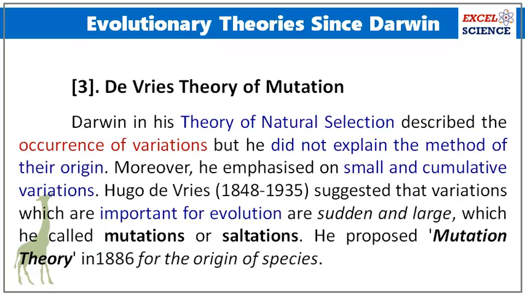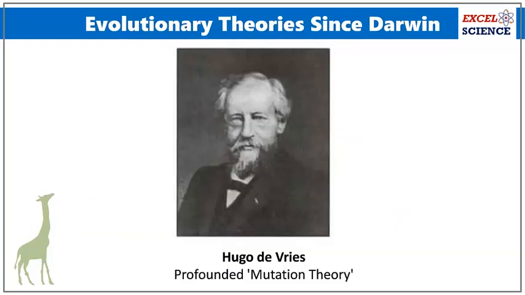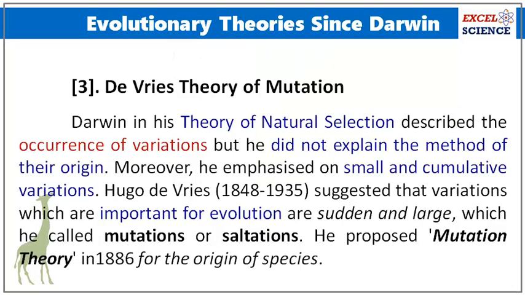De Vries' theory of mutation. Darwin, in the theory of natural selection, described the occurrence of variations, but he did not explain the method of their origin. Moreover, he emphasized on small and cumulative variations. Hugo de Vries suggested that variations which are important for evolution are sudden and large, which he called mutations or saltations. He proposed mutation theory in 1886 for the origin of a species.